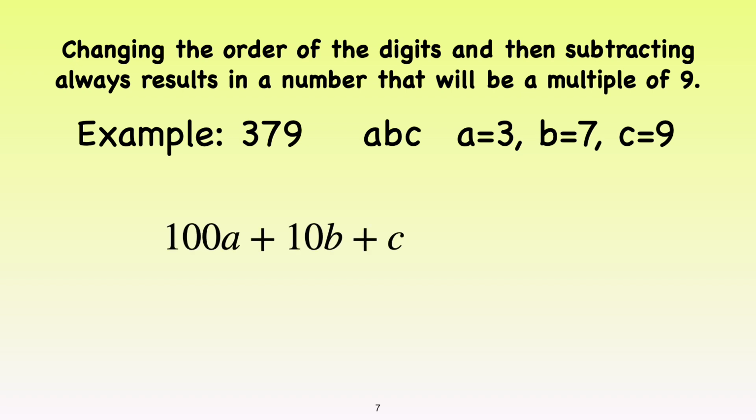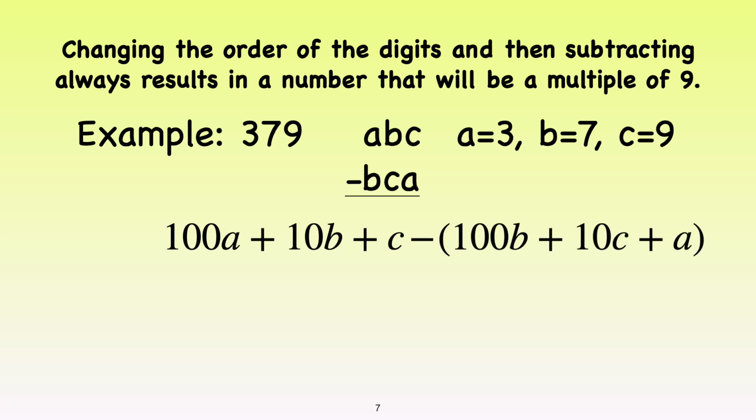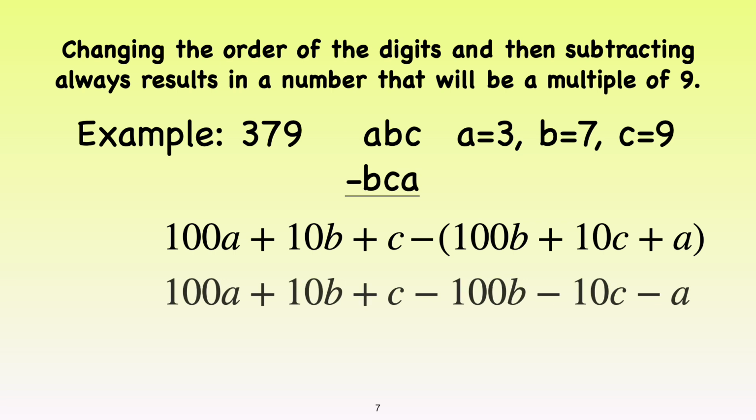Now, rearrange the numbers and subtract. So I'm subtracting whatever BCA is from ABC, and I don't even know if BCA is larger or smaller. It doesn't matter, actually. And that's how it looks when I write it in its generalized form, with its place values. And now we need to distribute the negative and combine like terms.